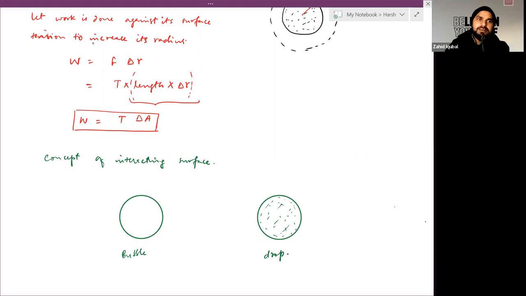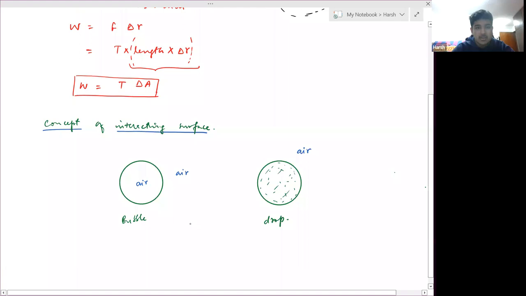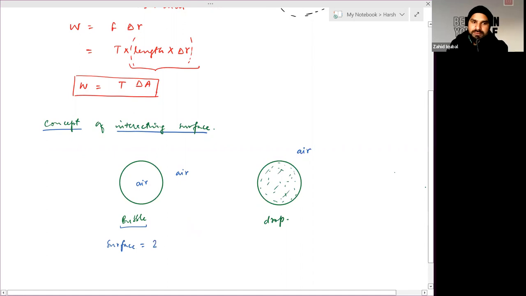You'll say air. For drop, air will be outside of it, but for bubble, it will be inside as well as outside. Yeah, inside and outside. So if I ask you how many surfaces are directly exposed to air in case of bubble, I'm just considering inside to be one surface and outside to be one surface. So how many surfaces in case of bubble are directly interacting with air? 2. Good. So number of interacting surfaces for bubble will be 2.